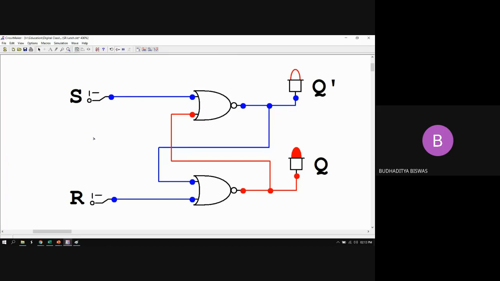Okay, like see again, R equal to 1, S equal to 0. The name of the state is reset state because Q equal to 0. So this is now the present state, in this particular input. Now I am connecting R to 0. When I am connecting R to 0 like this, nothing will happen.